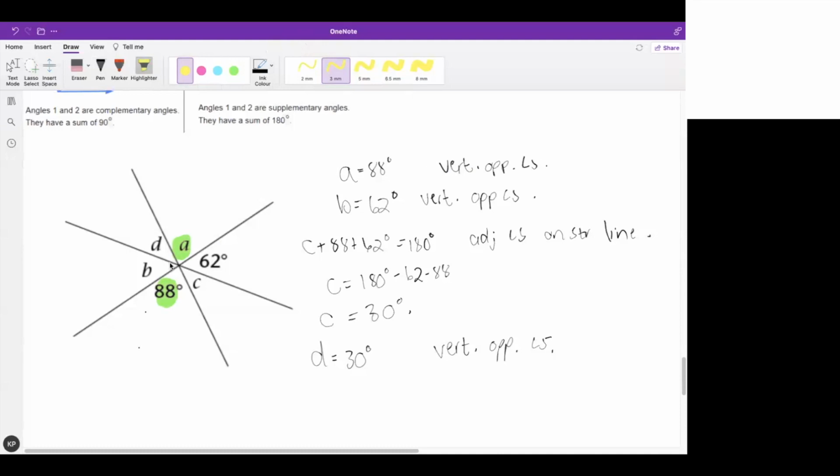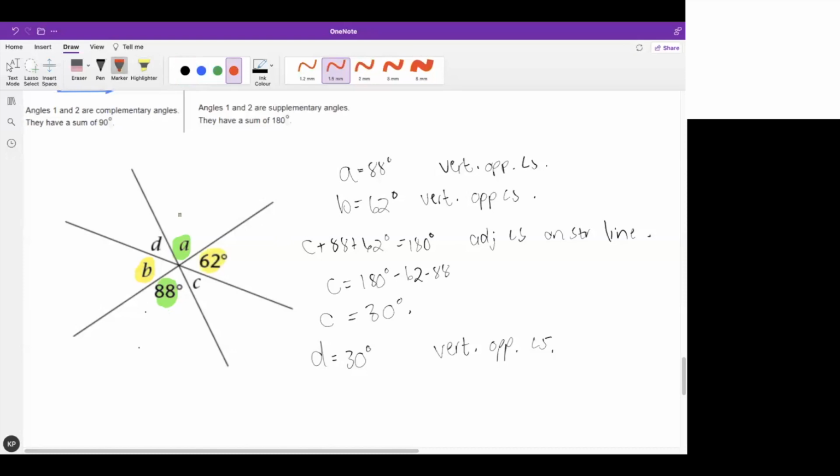Yes, ma'am, please explain the whole sum. You said A is vertically opposite to 88, right? B is vertically opposite to what? 62. So B is the same as 62.